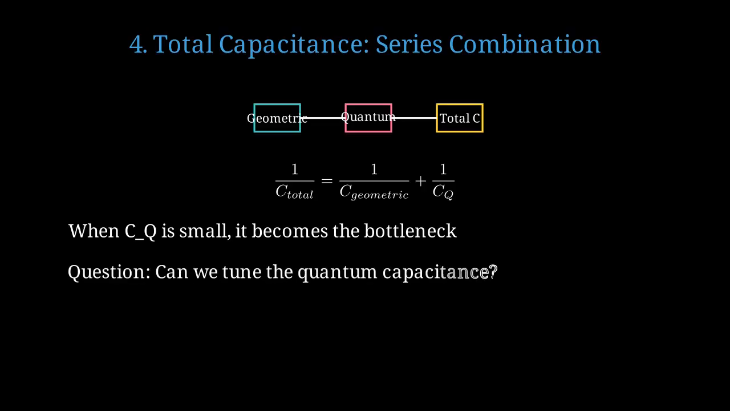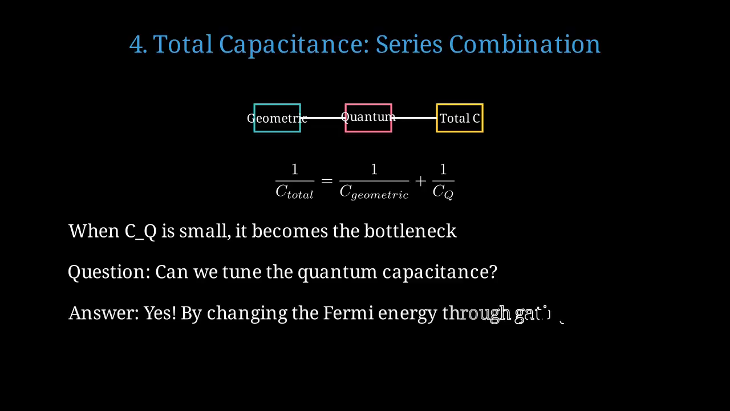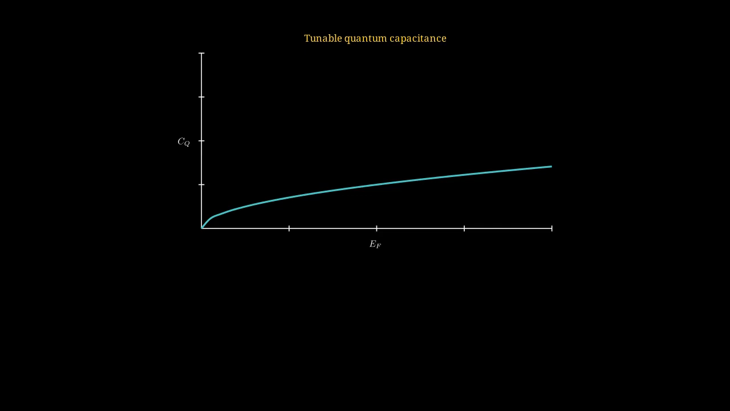Here's an important question. Can we actually tune the quantum capacitance? The answer is yes. We can tune quantum capacitance by applying a gate voltage, which shifts the Fermi energy and changes the density of states. This graph shows how quantum capacitance increases with Fermi energy. This tunability is the key to quantum capacitor applications.